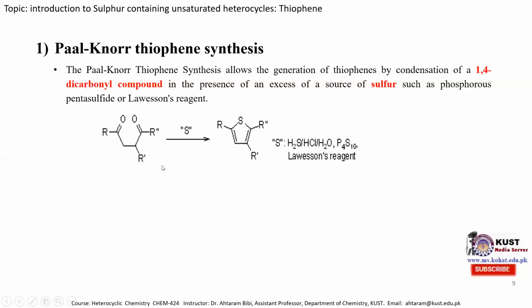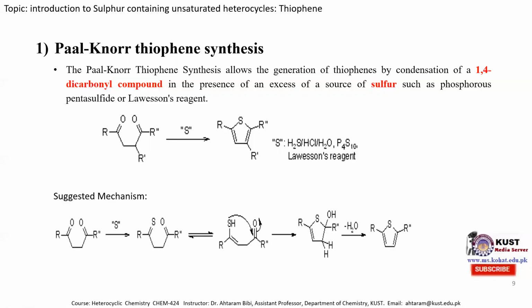Many mechanisms are reported for the Paal-Knorr thiophene synthesis. One suggested mechanism is that the sulfur source produces atomic sulfur, and this sulfur replaces one of the carbonyl oxygens, producing this intermediate species in the first step. Then a hydrogen is taken from here, so an unsaturation is produced over here, and the hydrogen is taken by this sulfur atom, producing this intermediate species. Both of these compounds are in equilibrium with each other.